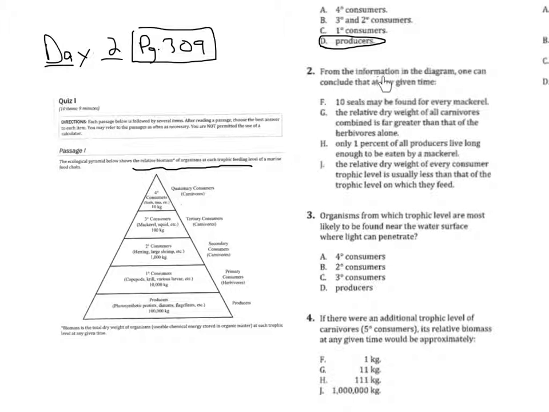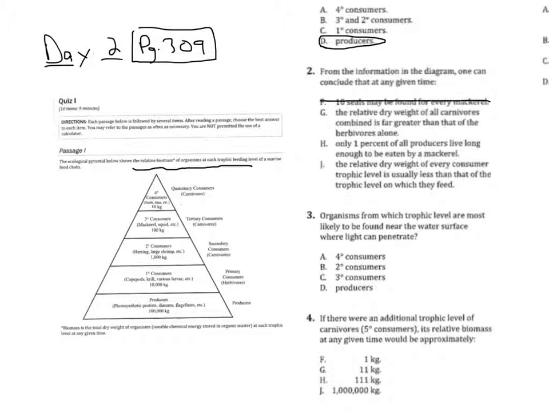Question 2 says, from the information in the diagram, one can conclude that at any time... so this is just one, we're just going to have to read the questions and go through it this way. I read the question stems. 10 seals may be found for every mackerel. So I need to find seals on here. So I go over here and I see here are seals. I see the number 10, so this is tempting, but it's 10 kilograms. It's not 10 seals. So F we're eliminating, right?